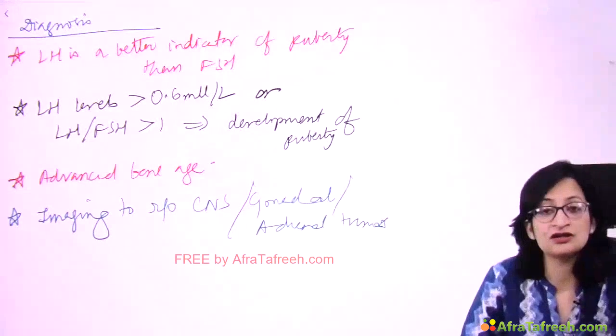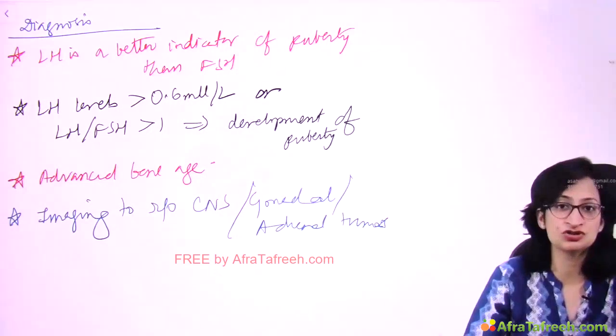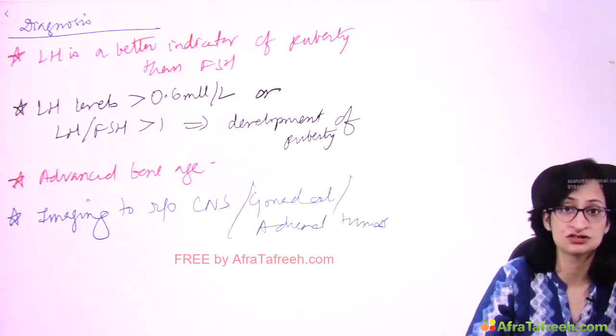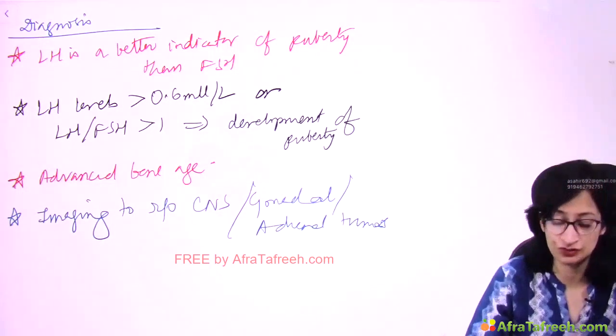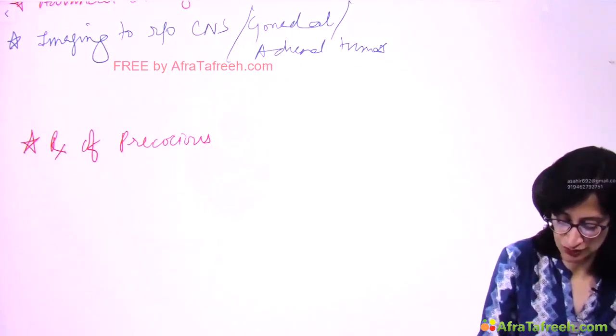Now the treatment. Once there was a question in AIIMS exam on the treatment of precocious puberty, what drugs you will use. So usually the drugs that are used are called GnRH agonists. GnRH agonists are useful in the treatment of precocious puberty. So one is of course the treatment of the underlying cause.